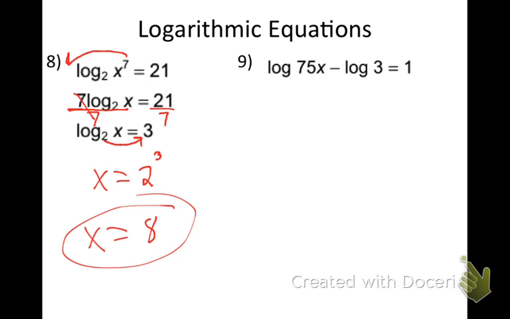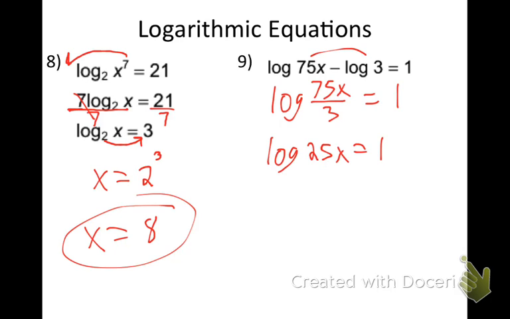9. What property am I looking at here? The quotient property, division. So I combine them into a single log based on division. So I get log 75x over 3 equals 1. What's 75 divided by 3? So I get log 25x equals 1.